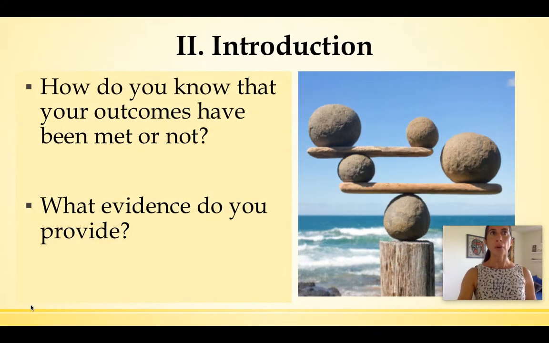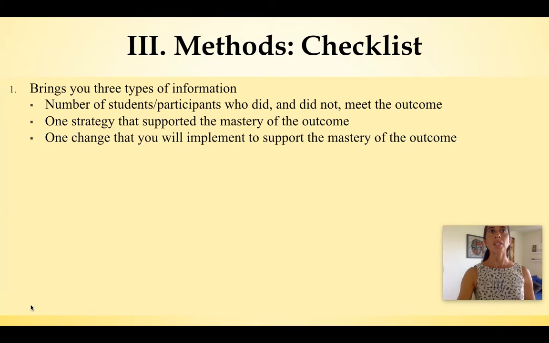How do you know that your outcomes have been met or not? What evidence do you provide? Choose an assessment method that brings you three types of information: number of students or participants who did and did not meet the outcome, one strategy that supported the mastery of the outcome.